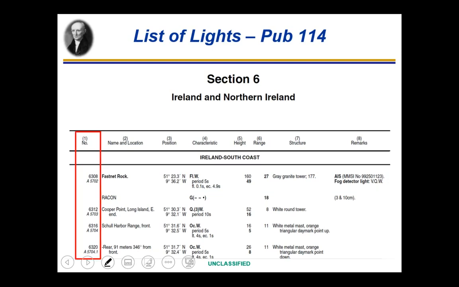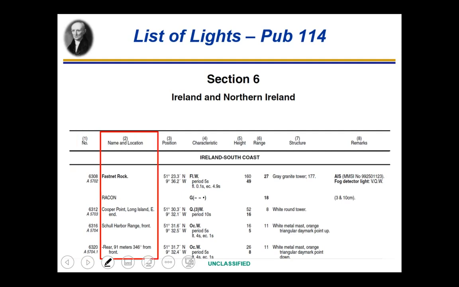Column 1 is the light number. This is the number assigned to that light by NGA for the list of lights publication and by the Coast Guard for light lists. For most lights, there's an international cross-reference number listed in the annex of the pub if you wanted to use a local IHO publication for the light. And if there happens to be one, you'll see that value in italics below the light number.